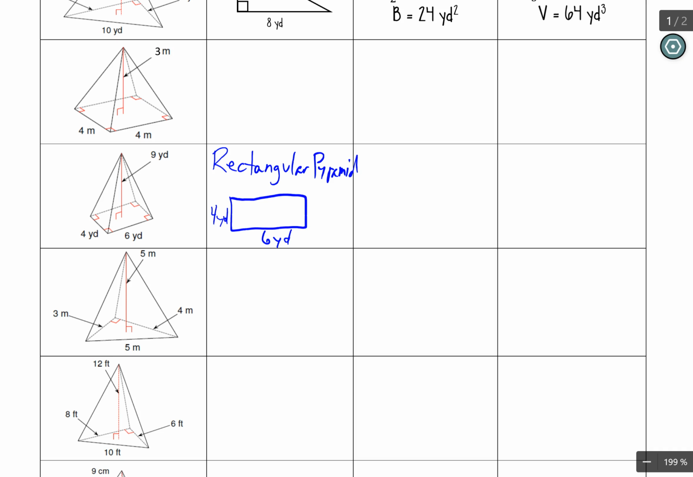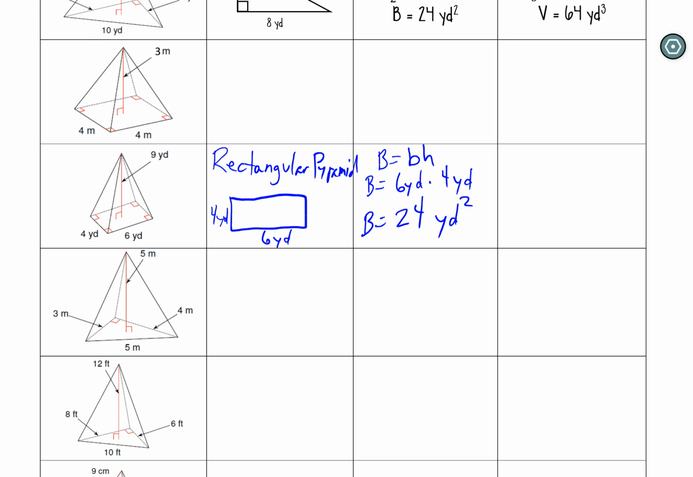Next column, I'm finding big B, which is the area of the base. My area of the base formula for a rectangle is simply base times height. Now I need to substitute what I know. Base of my rectangle is 6 yards. Height of my rectangle is 4 yards. Now I can solve that. 6 times 4 is 24. Yards times yards gives me yards squared. And I know that's correct because area is always in square units.